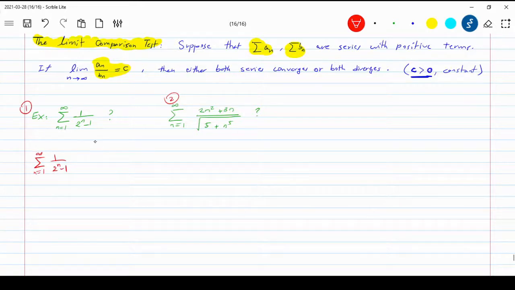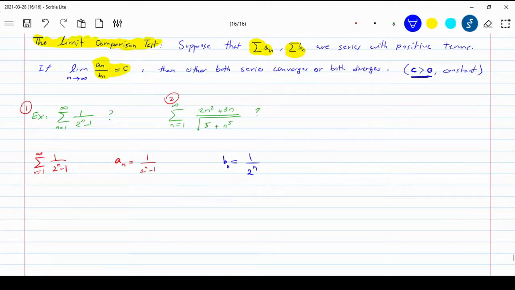Okay, ask yourself first, what is an? An is 1 divided by 2 to the n minus 1. What would you pick similar to an where they would have a constant ratio? So you have to come up with this bn. The first thing that you notice is that an is almost a geometric series. So I'm going to pick bn to be exactly the same without that negative 1. I'll pick bn to be 1 divided by 2 to the n.